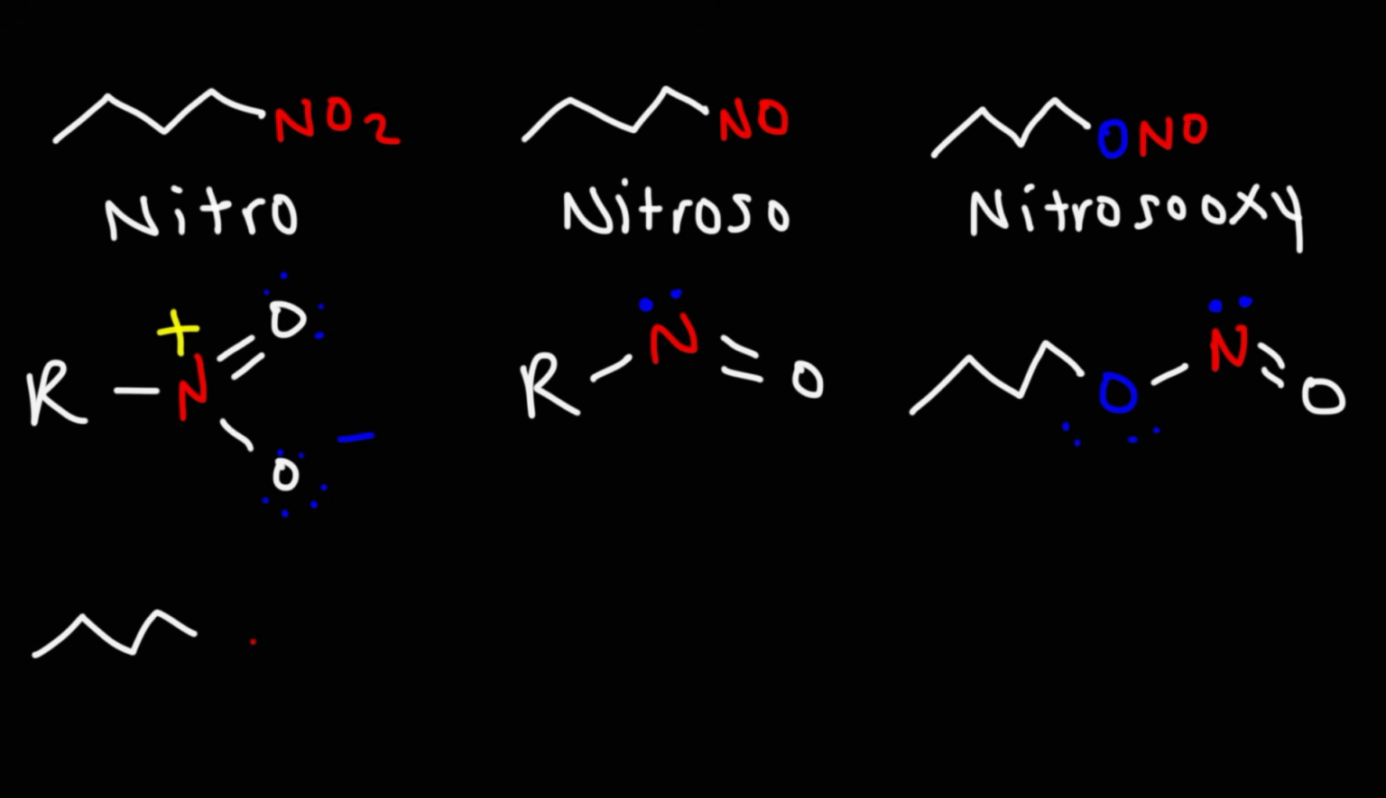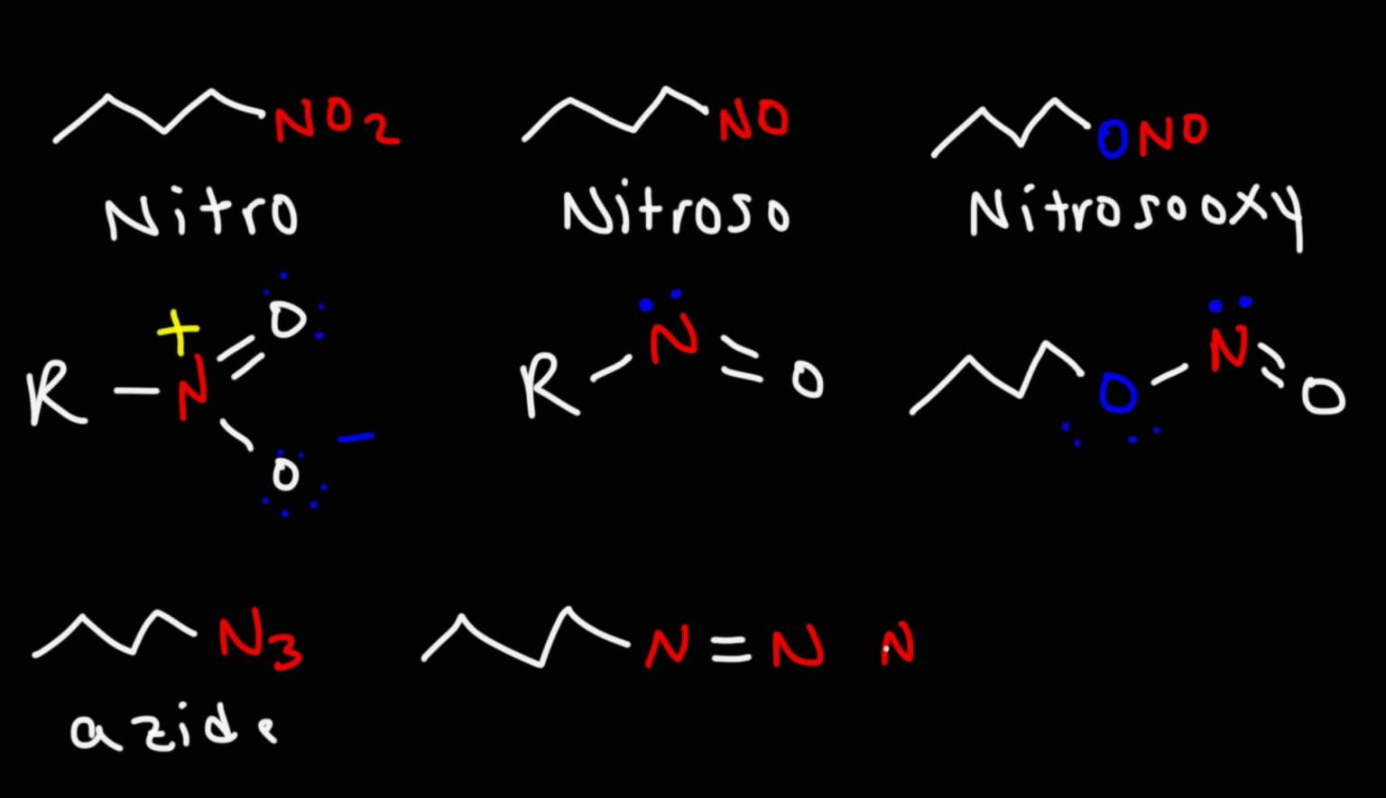If you see N3, this is azide, and it looks like this. So you have 3 nitrogen atoms. The nitrogen in the middle doesn't have a lone pair. The one at the end has a negative formal charge. The one in the middle has a positive formal charge. So that's the azide ion.